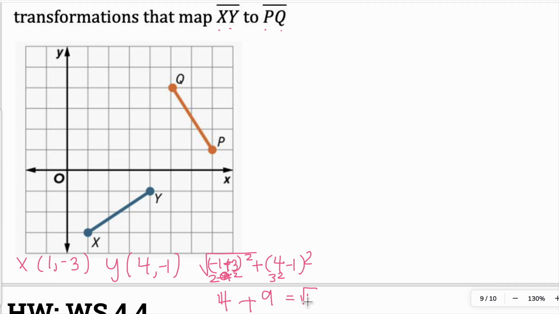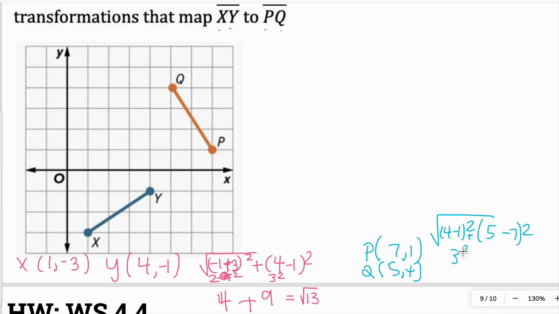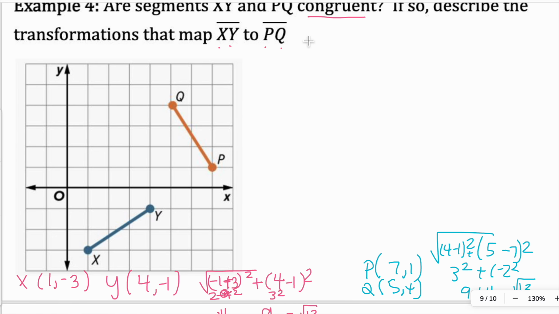So I'm going to get the square root of 13 as the distance for XY, and then for distance PQ, P is at 1, 7 and Q is at 4, 5. So for that distance I would find 4 minus 1, square it, and 5 minus 7, square that: 3 squared and -2 squared, still going to give me a 9 and a 4. So their distances are the same, so yes, congruent.